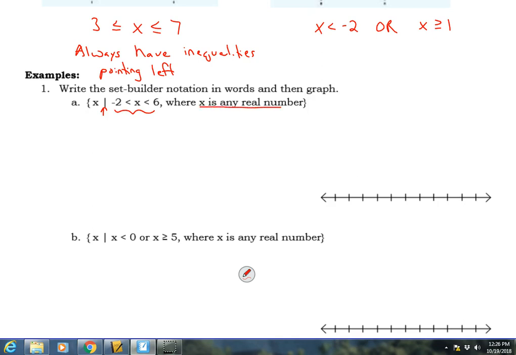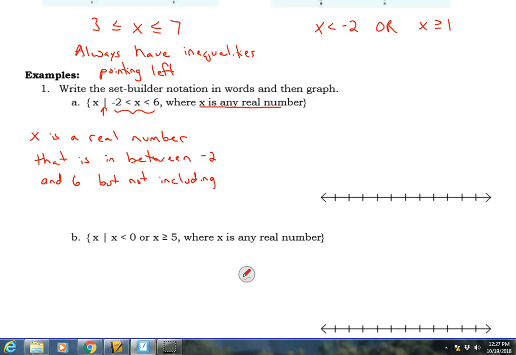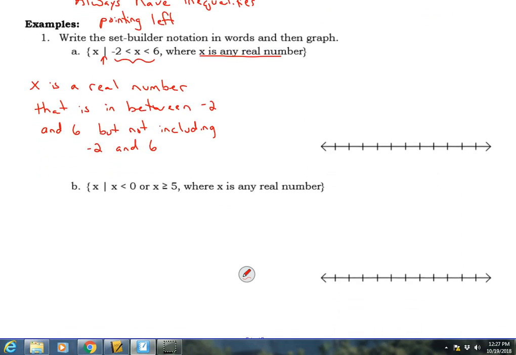So to say this in better words, we would say x is a real number that is in between -2 and 6, but not including -2 and 6, because I have less than signs, not less than or equal to signs. So x can be any number in between -2 and 6, but not including -2 and 6.